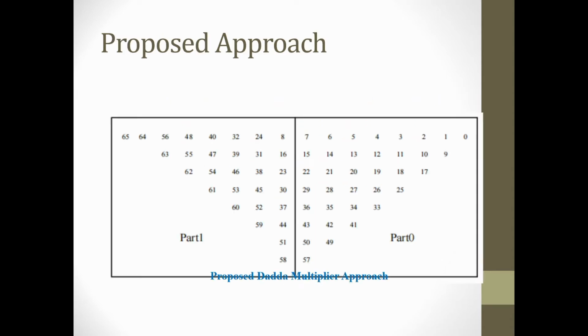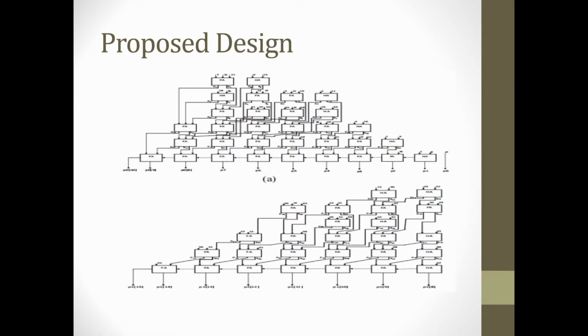So we are going for this data multiplier approach. Here we are dividing the partial products into two parts, part 1 and part 2, which helps us to reduce the delay and increases the speed of our multiplier. So this is the design of our high speed data multiplier.